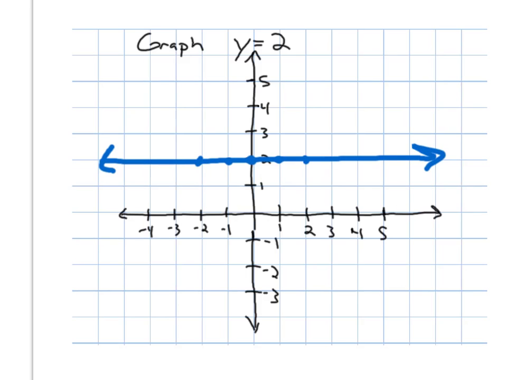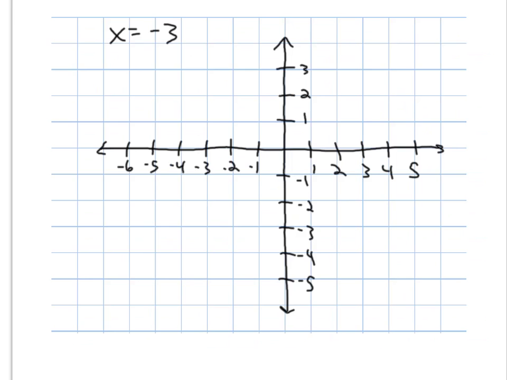And you'll notice that this makes a horizontal line. If a graph is y equals, then it is always a horizontal line. Because the y never changes. Y never changes on that one. So it just goes straight across. And let's go on to another example.